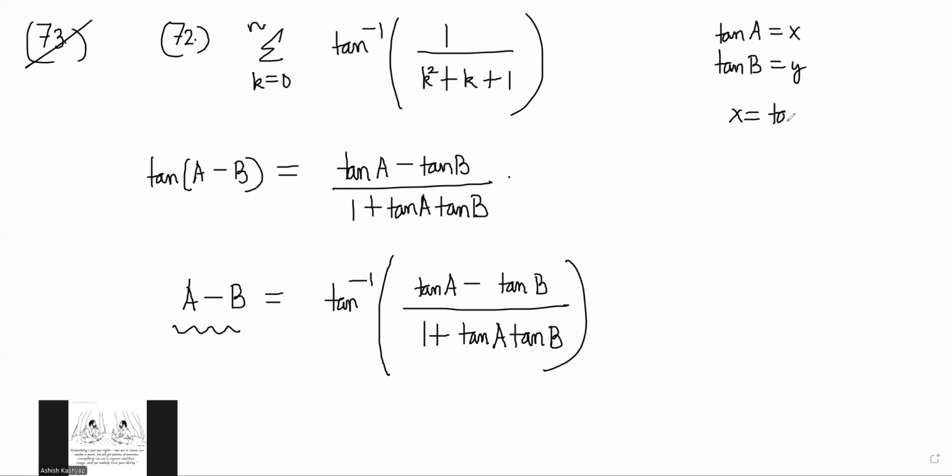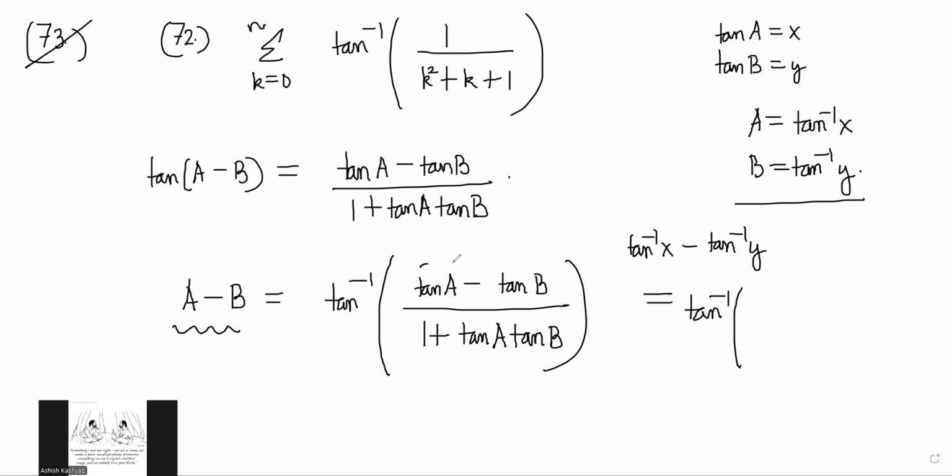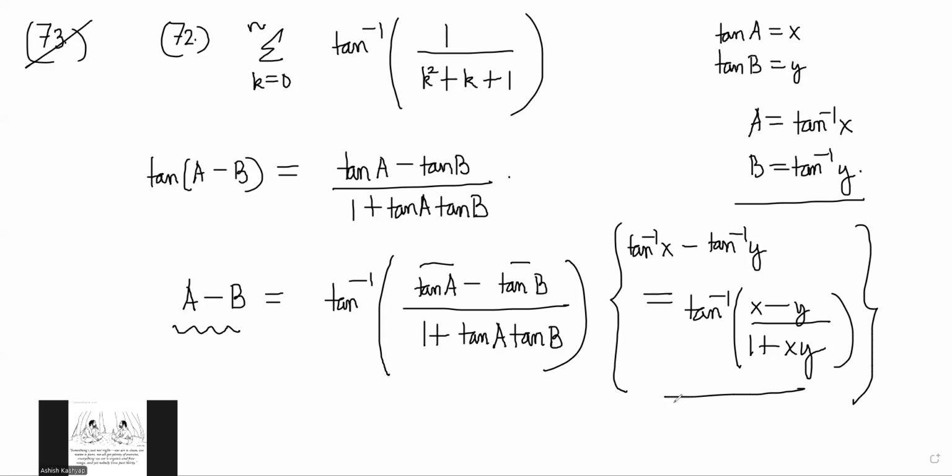tan inverse X is A, and B is tan inverse Y, right? So now A minus B can be written as tan inverse X minus tan inverse Y, which is equal to tan inverse of, now I'll replace tan A and tan B as X and Y. So you are getting this thing. So that is the inverse trigonometry formula. When you have tan inverse X minus tan inverse Y, it can be written like this, right?